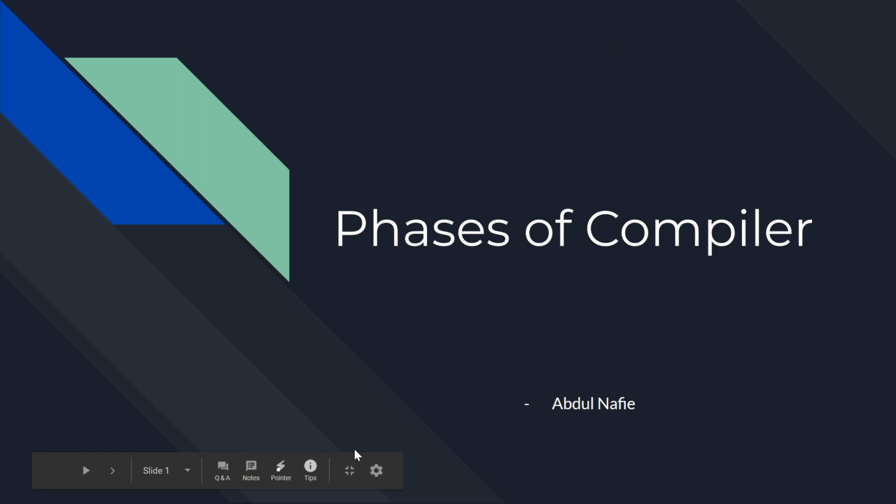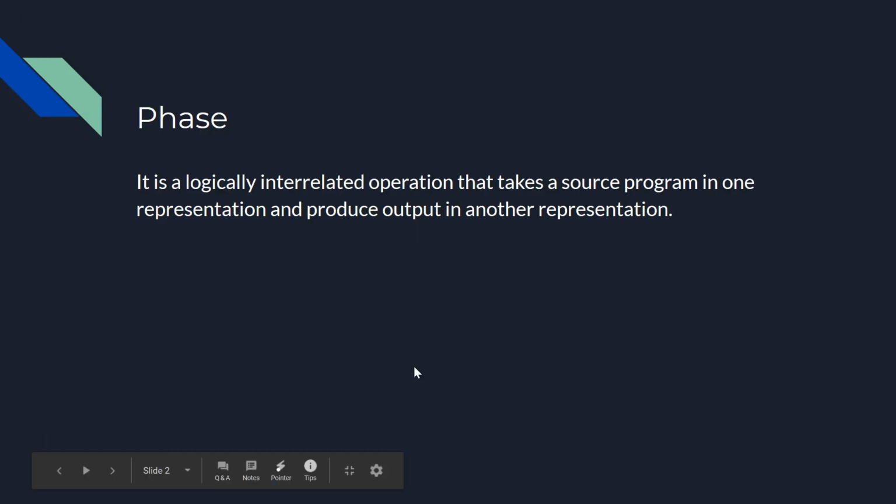Hi guys, so today I'm going to talk about the phases of a compiler. Actually, phases of a compiler means the steps required in converting a high level language into low level language. Compiler has different phases. So actually, what is a phase? Phase is a logically interrelated operation that takes a source program in one representation and produces output in another representation.